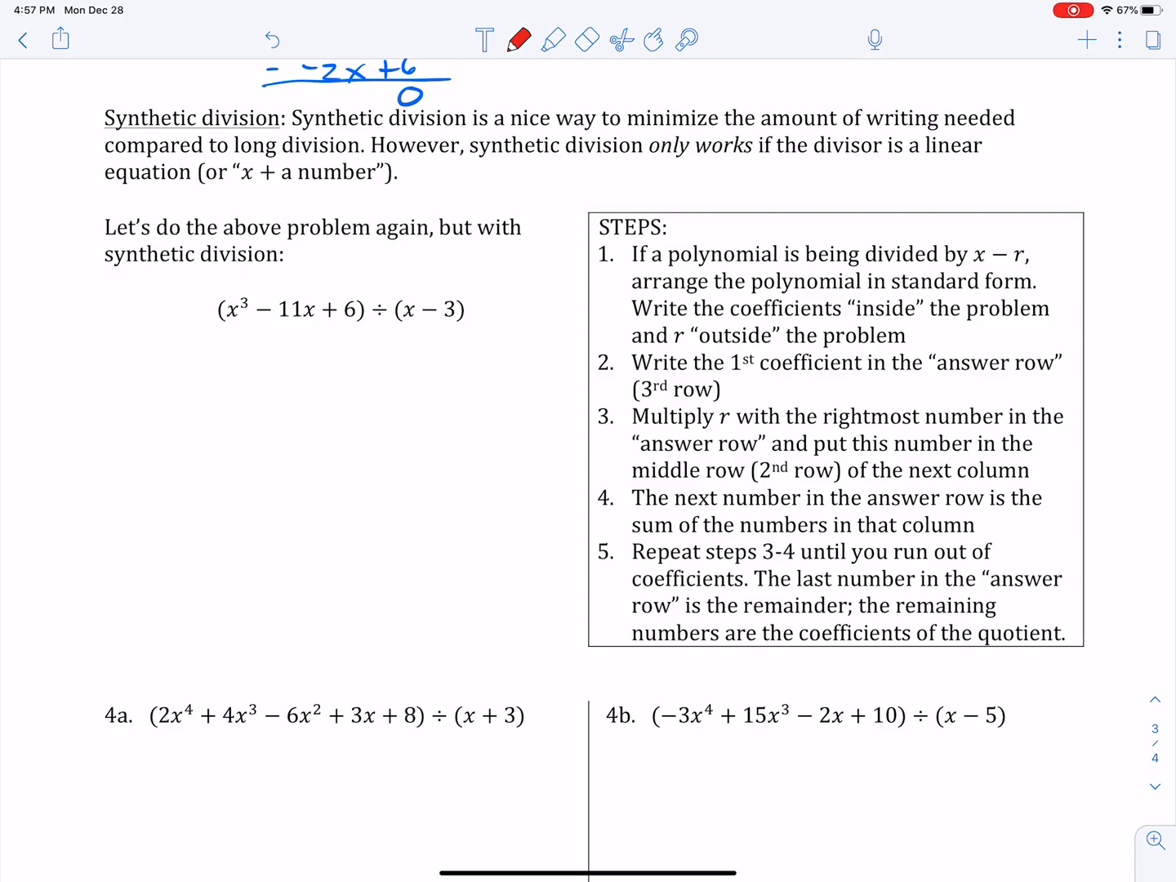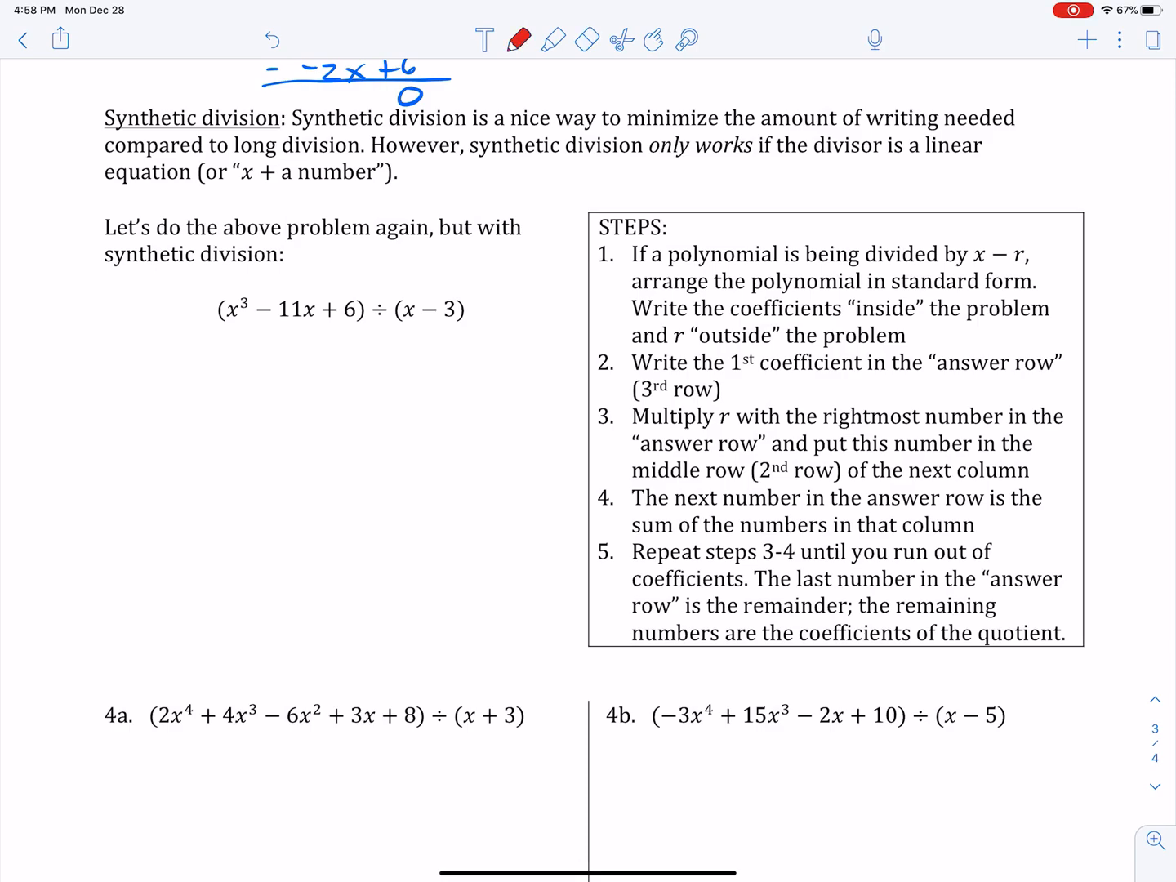Let's do the above problem again, but with synthetic division. Over on the right-hand side, you'll have the steps for you here. I'm going to verbalize them and go over everything. What we have here is our x minus 3, our divisor. Almost treat it like x minus 3 equals 0, and you would add 3 to both sides, just for the sake of understanding. Your x would be 3. In other words, you just take the opposite of negative 3 and make it a positive 3.